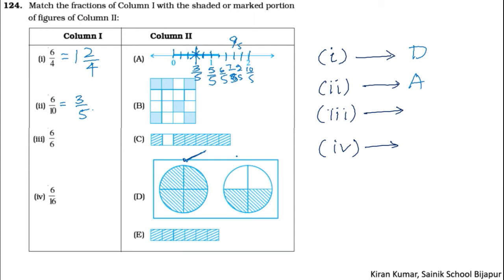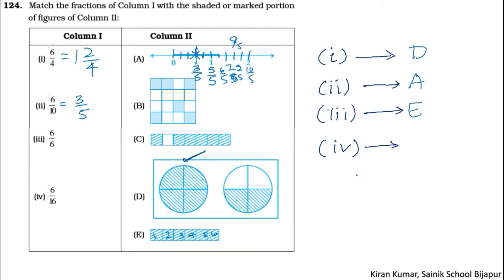Look at the third one, 6 by 6. All 6 parts are to be shaded. Here count the number of parts. There are 6 parts in E which are shaded. So 1 and E, they are equivalent. Figure E will represent the third one.